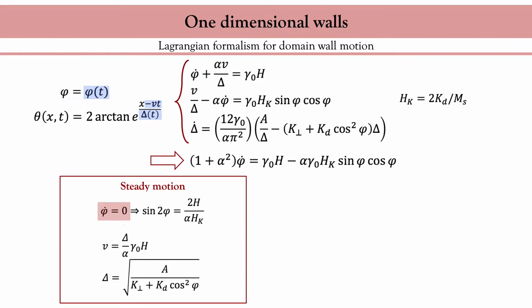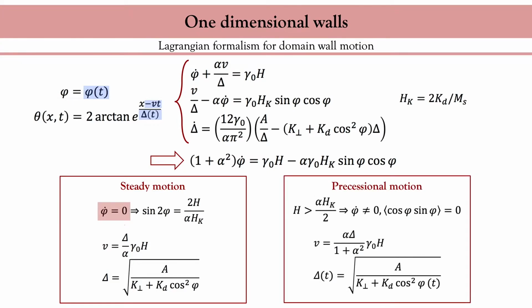Consider now the case when the applied field exceeds the critical field, alpha times Hk over 2. In this case, the time derivative of the azimuthal angle does not vanish anymore, and the domain wall enters the precessional regime. In this precessional regime, the azimuthal angle has a complex dependence, but overall, one can assume that the time average of the function cosine phi times sine phi is 0.